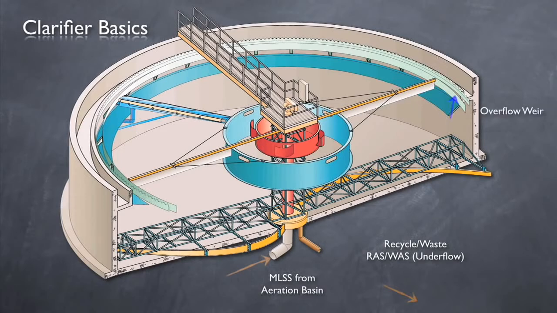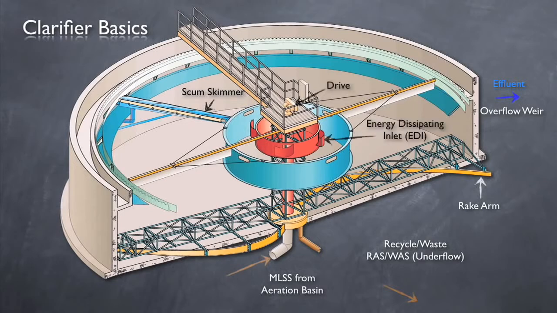In a properly functioning clarifier, overflow water should look very clear. Finally, grease, oil, and other floating material is removed by a skimmer on the surface. Without going into too much detail, some other important components of a circular clarifier include the rake arms, an energy dissipating inlet, the drive mechanism, a feed well, and a density current baffle.